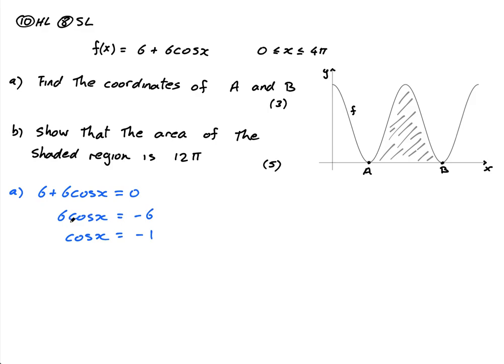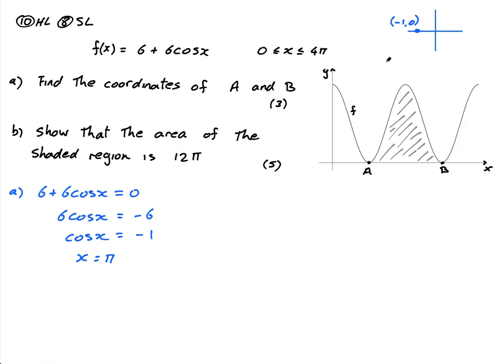Well, if you know from either your cos graph or the unit circle, let me draw the unit circle up here. Over at this point here, I have negative 1, 0. This is where my cos is negative 1. It's pi. This is at pi radians. So here x is equal to pi. But it's also equal to 3 pi if I go around the circle again.